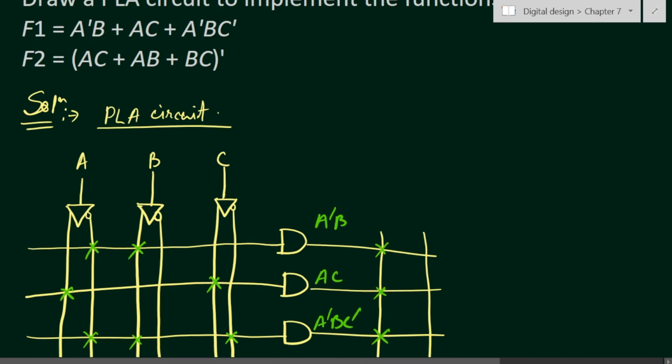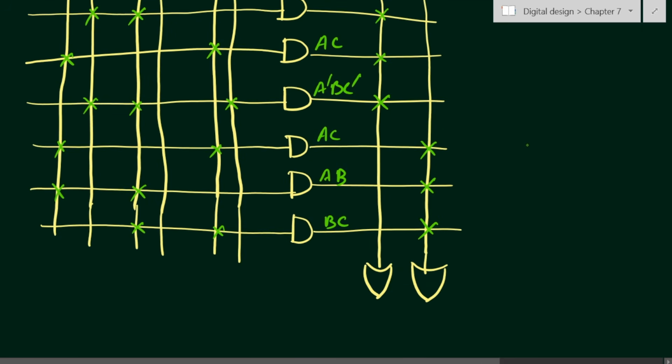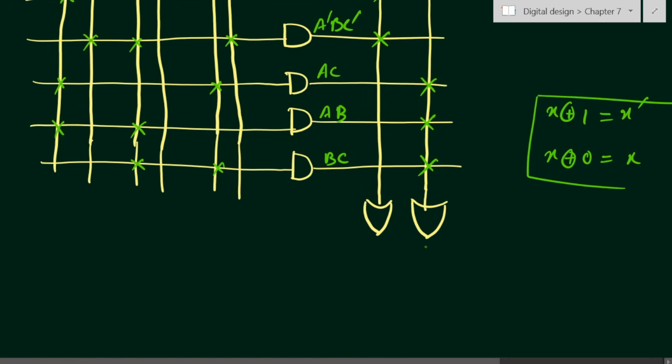Therefore, in the case of an XOR gate, we know that x XOR 1 is equal to x complement. If we XOR this OR gate output with 1, we will have the whole complement, x whole complement. And x XOR 0 is equal to x. So in this diagram we have to pass the output through an XOR gate.